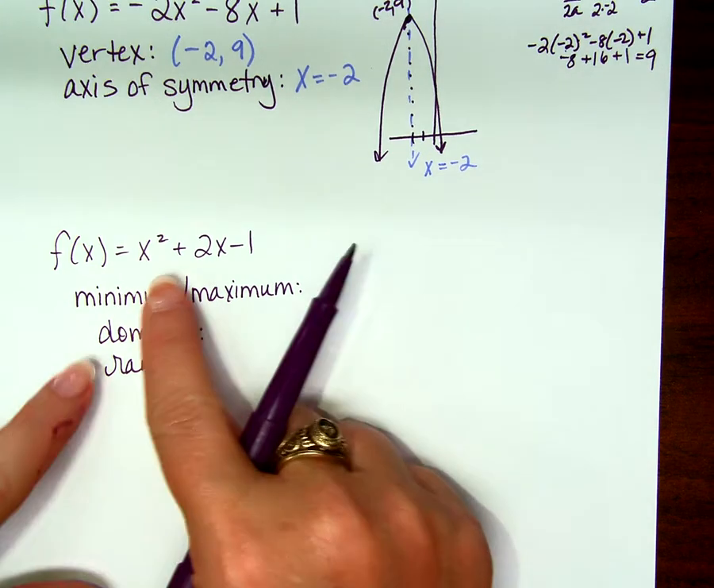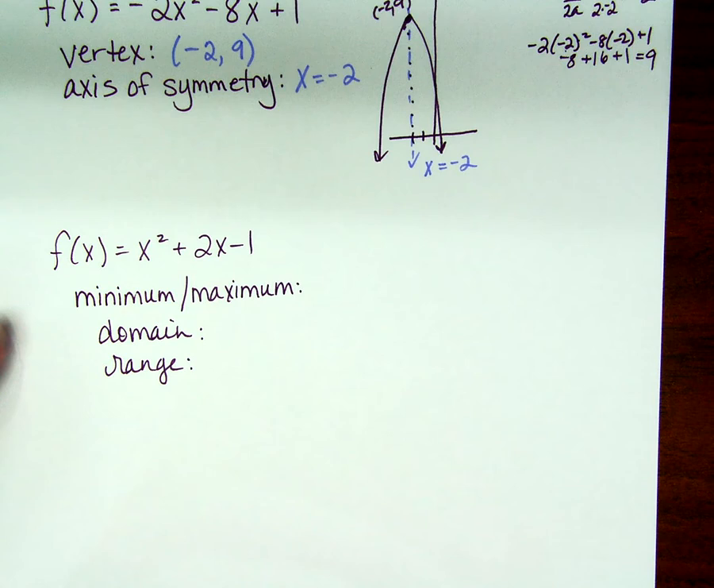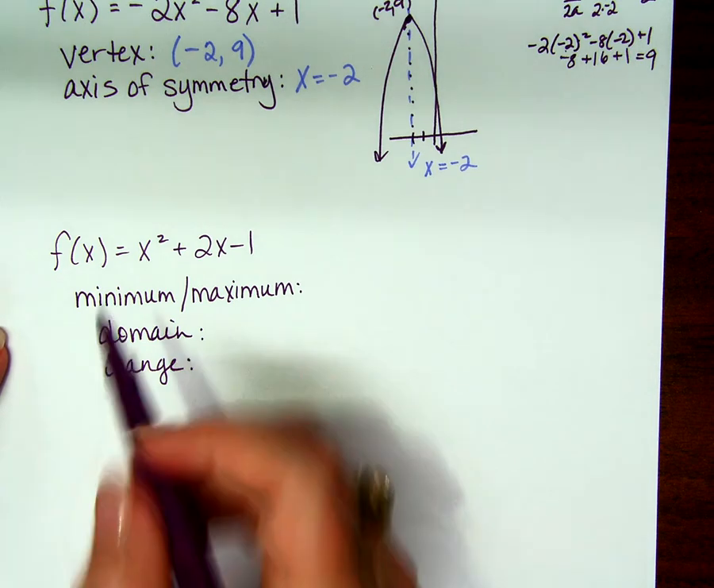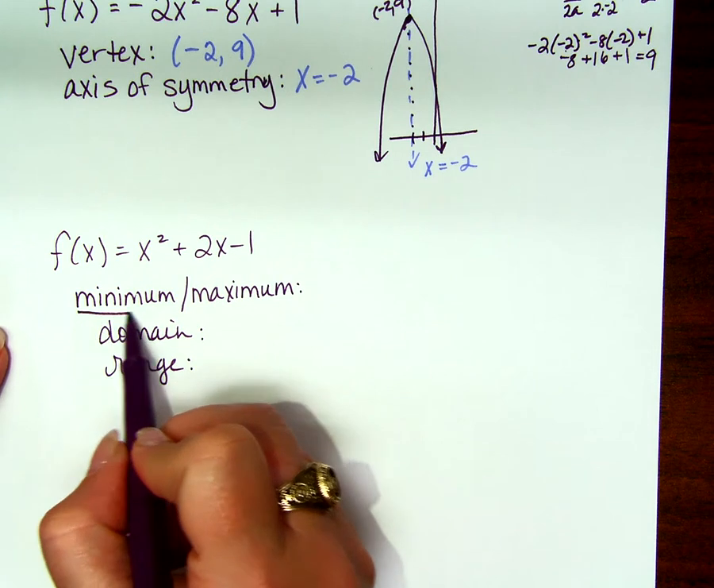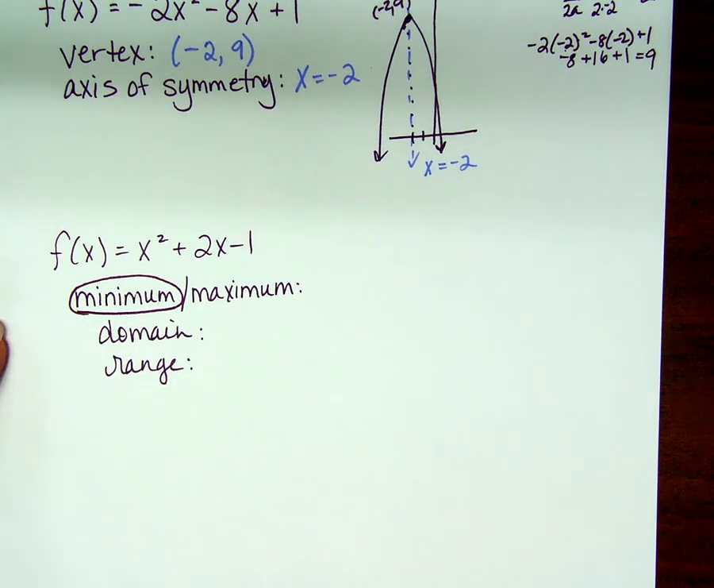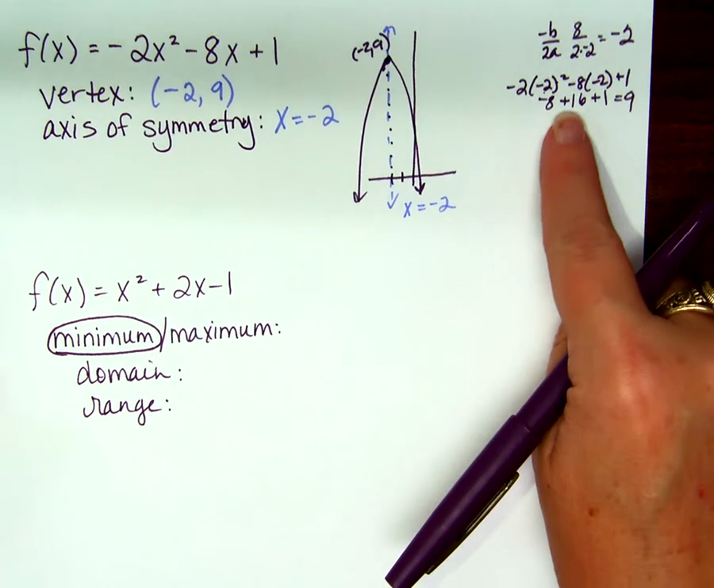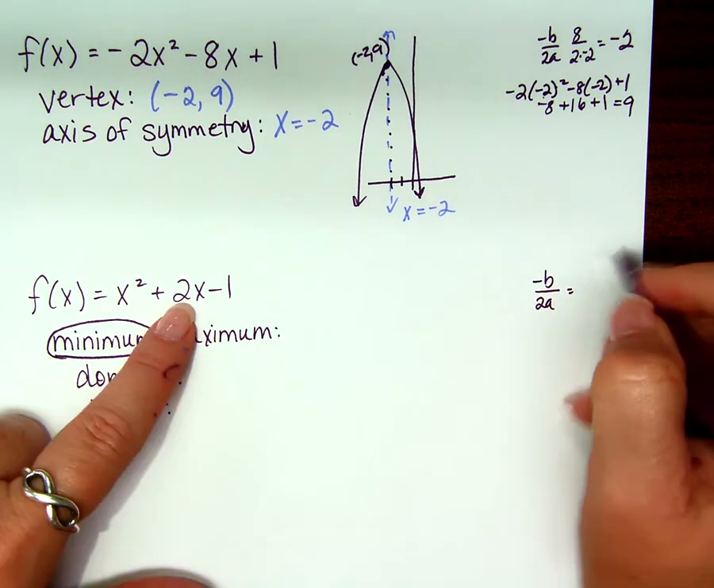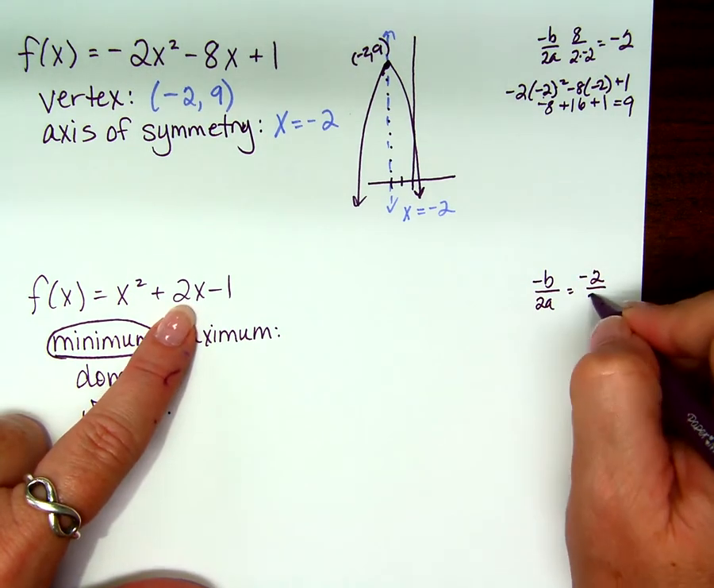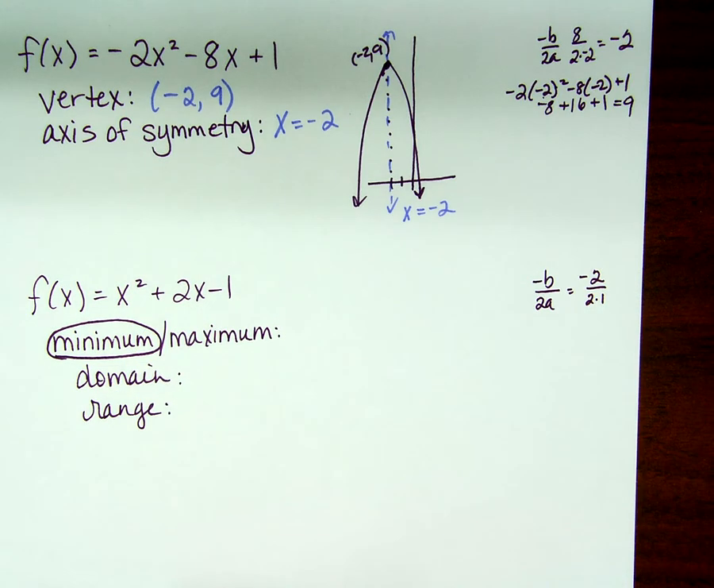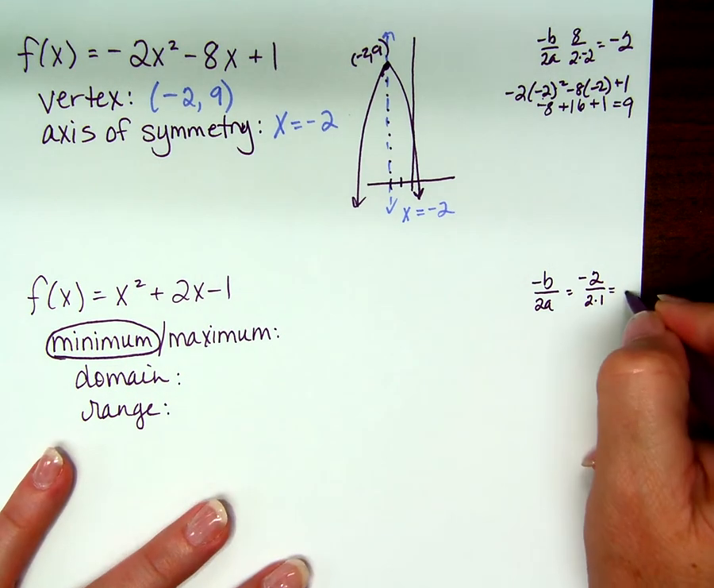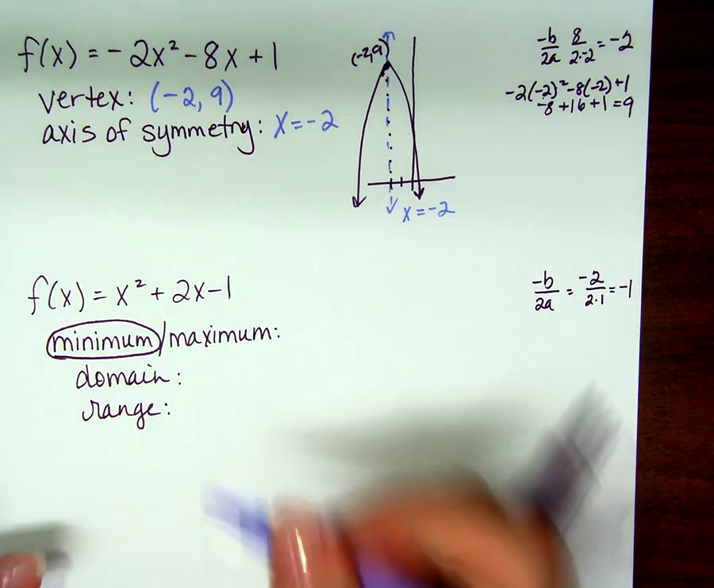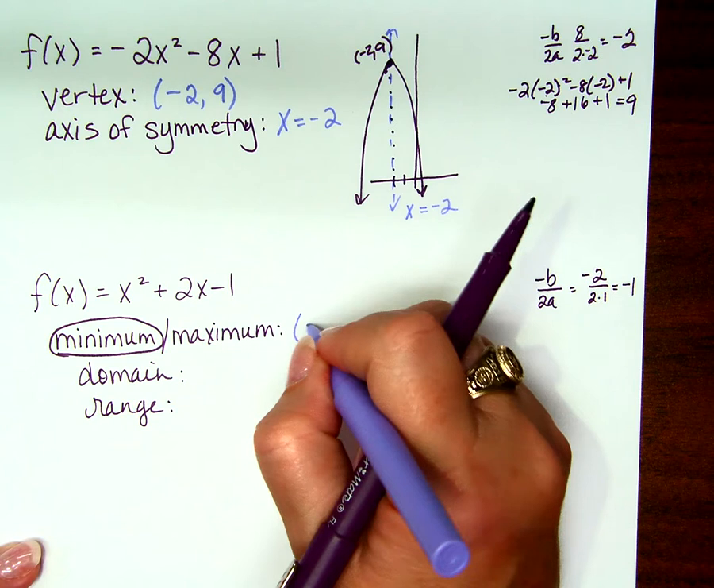Okay? So first of all, tell me, in looking at this equation, am I finding a minimum or a maximum? How do you know it's a minimum? A is positive, so it's opening up, so I'm finding a minimum. Okay? So I'm still having to use negative b over 2a though, right? Negative b over 2a. So in this case, negative b would be negative 2 over 2 times 1. What is negative 2 divided by 2? Negative 1. So the x-coordinate of my vertex, or my minimum, is negative 1.